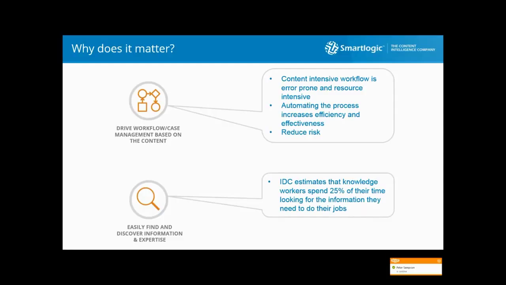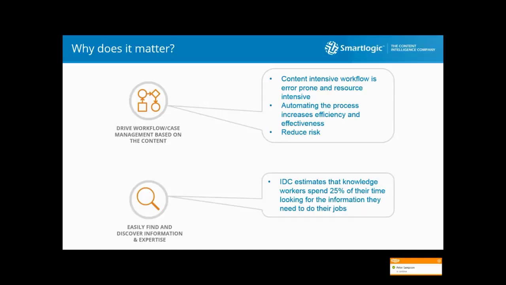IDC estimates that knowledge workers spend about 20% of their time looking for the information that they need to do their jobs. What that means is that in order for a company to operate at 100% capacity, they need 120% of staff.